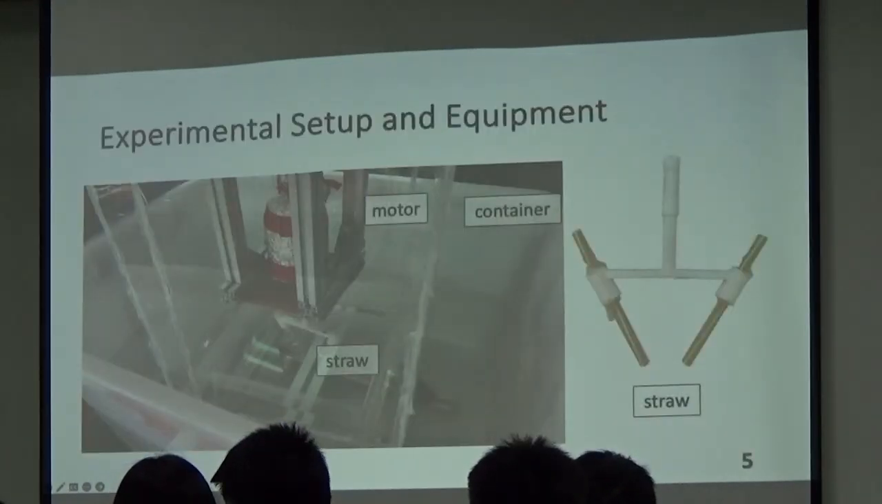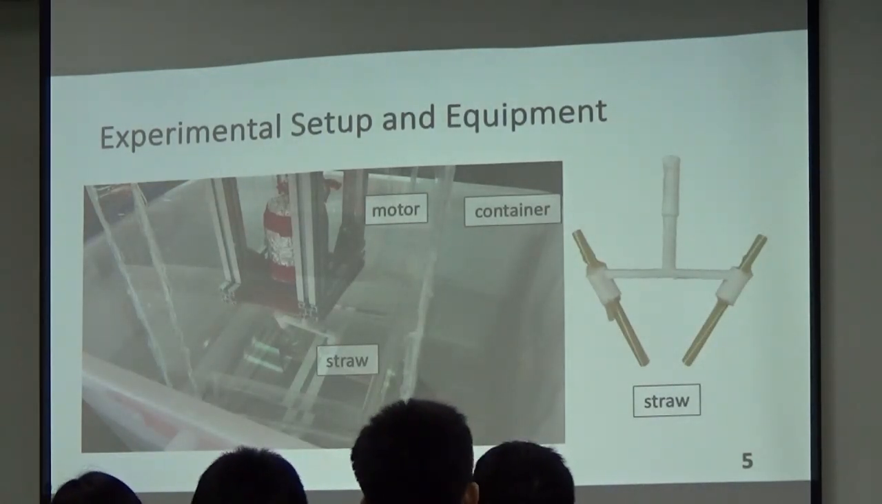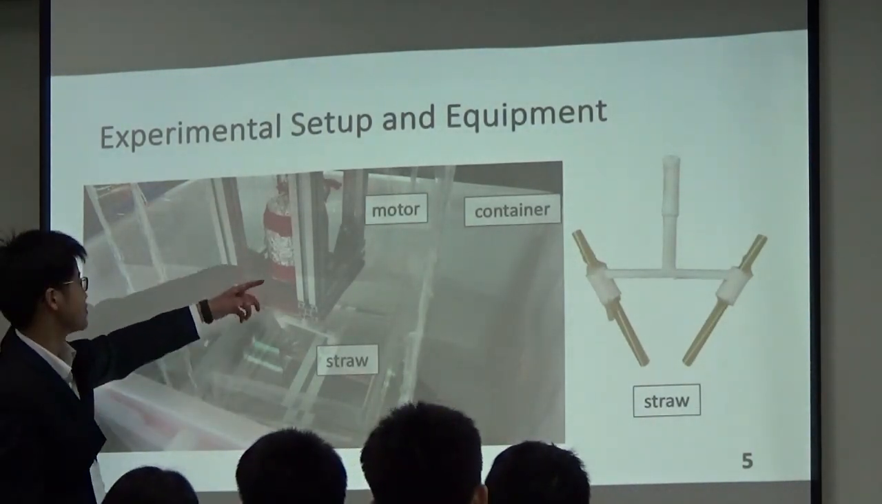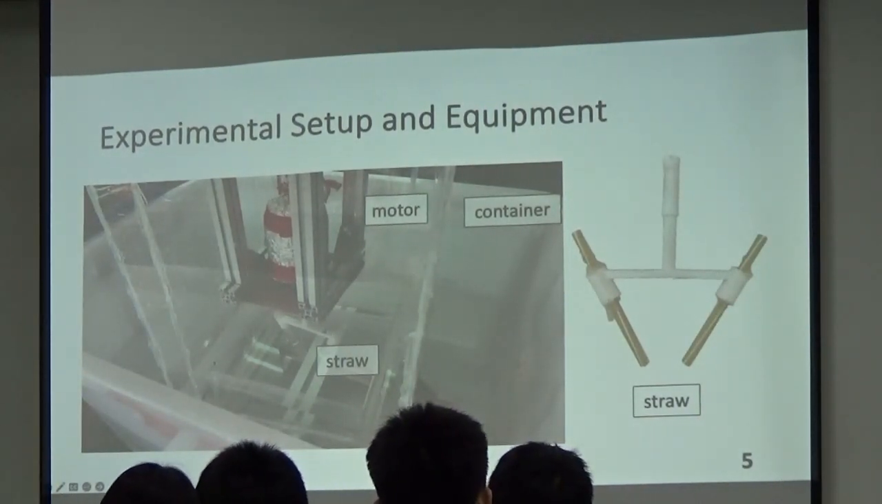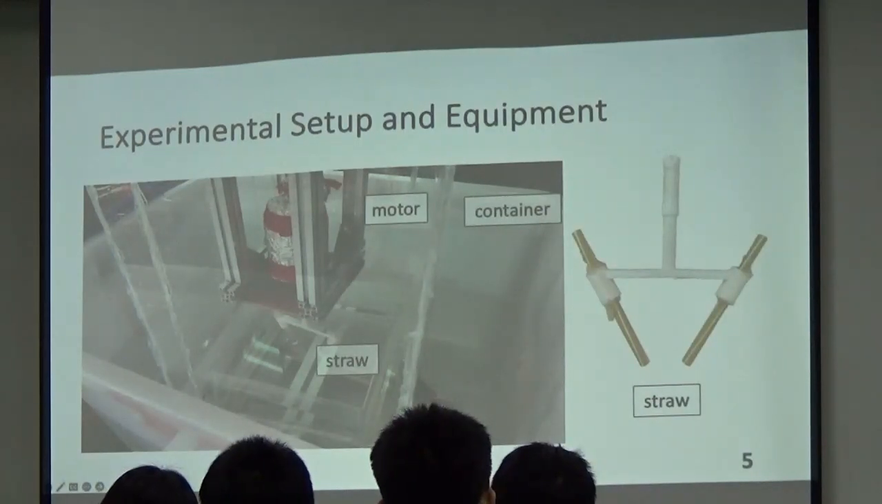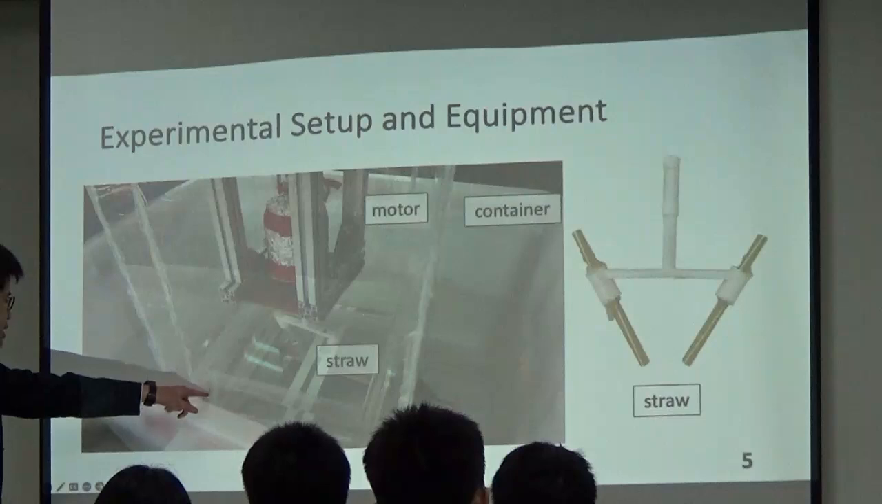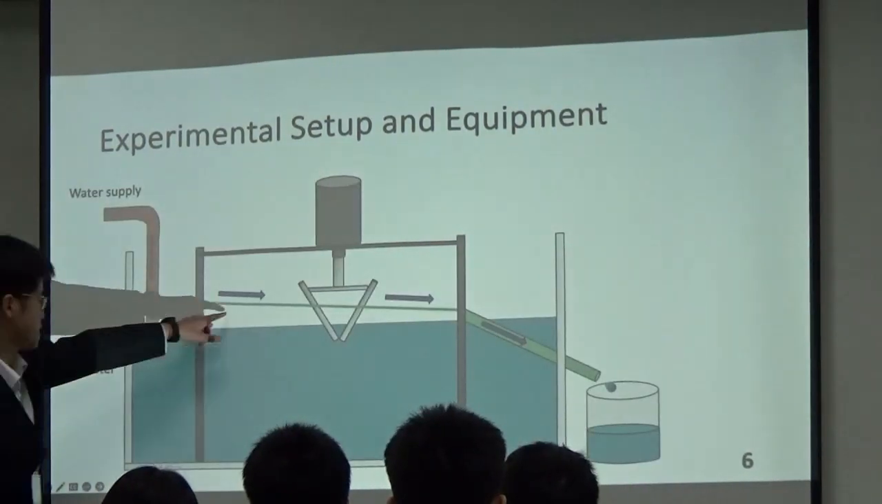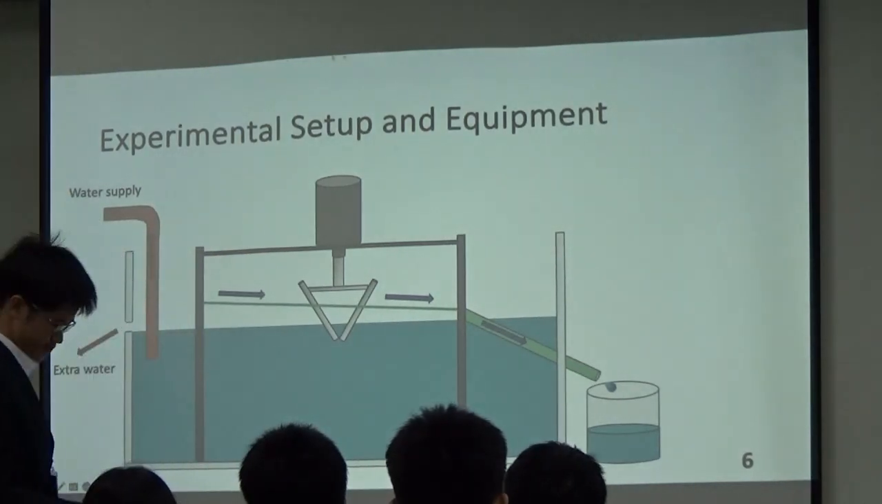Preliminary experiments and experimental setup and equipment. This is my experimental setup. I fixed the model here. The model is stabilized with a limit structure to minimize the vibration. And as the motor starts to provide an angular velocity to the straw, the water comes out. After that, the water is gathered by this container and eventually flows through this pipe. At the end of the pipe, a measuring cup is used to collect the water.